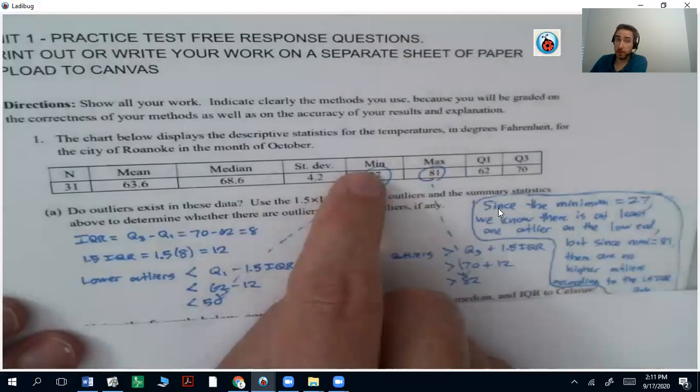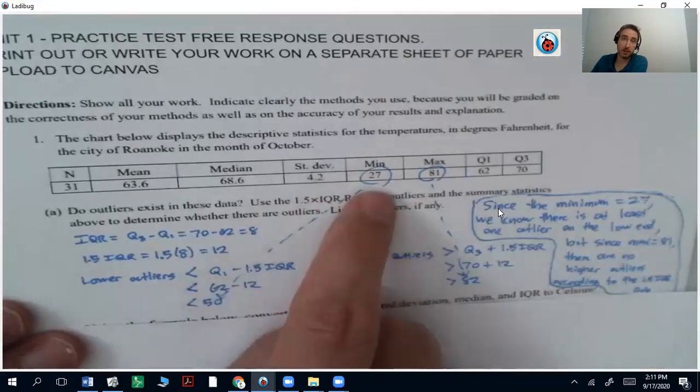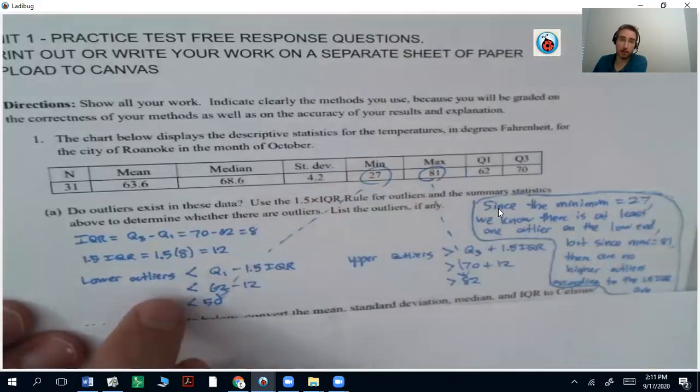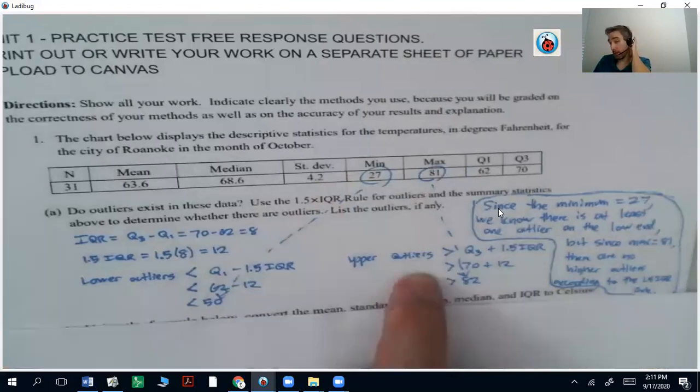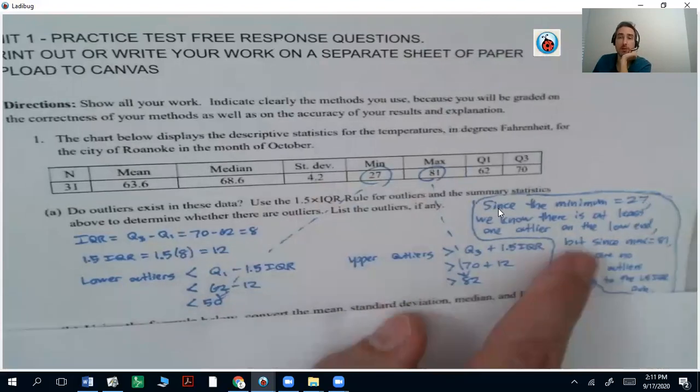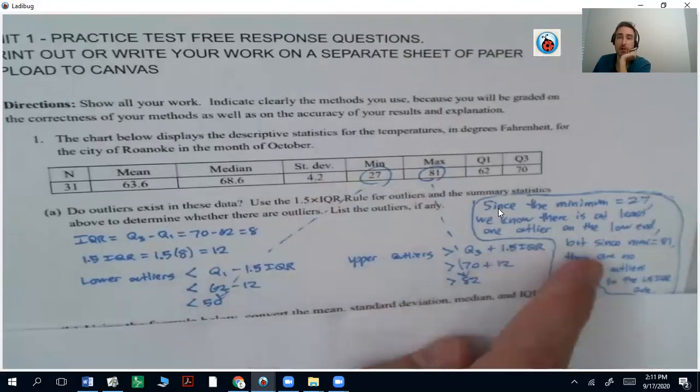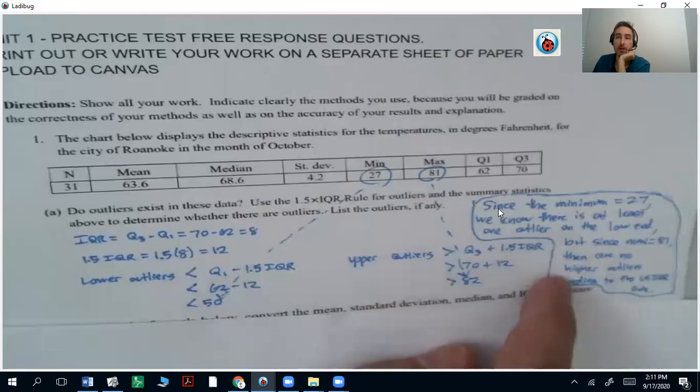Well, since our minimum is 27, we know that there's at least an outlier on the lower end. There could be more, but there's at least one below 50. But since our maximum is only 81, there aren't going to be any upper outliers according to this rule. So since the minimum is 27, there is at least one outlier on the low end, but since the max is 81, there are no higher outliers according to the 1.5 IQR rule.